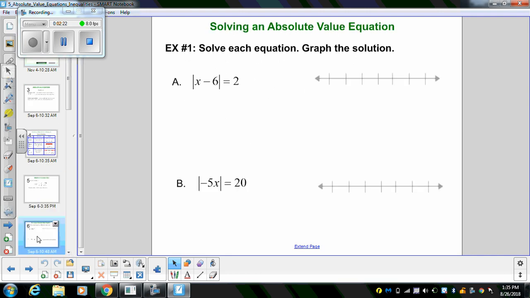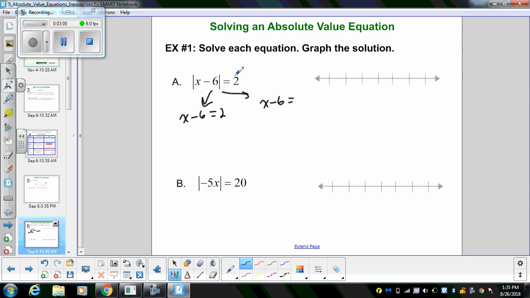Alright, so let's look at the first example. Solve an absolute value equation. We're going to solve each equation and graph the solution. So here we have this right here. The way to work this is, because you get two solutions, you need to form two equations. You're going to have the normal equation, which is x minus 6 equals 2, and a second equation, which will be x minus 6 equals, and all you have to do is just change the sign. So if it's a 2, it's going to end up being negative 2.